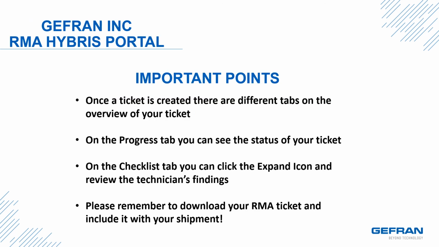Here are some additional important points we've just gone over. Once a ticket is created, there are different tabs on the overview of your ticket. On the Progress tab, you can see the status of your ticket. On the Checklist tab, you can click the Expand icon and review the technician's findings. Please remember to download your RMA ticket and include it with your shipment.